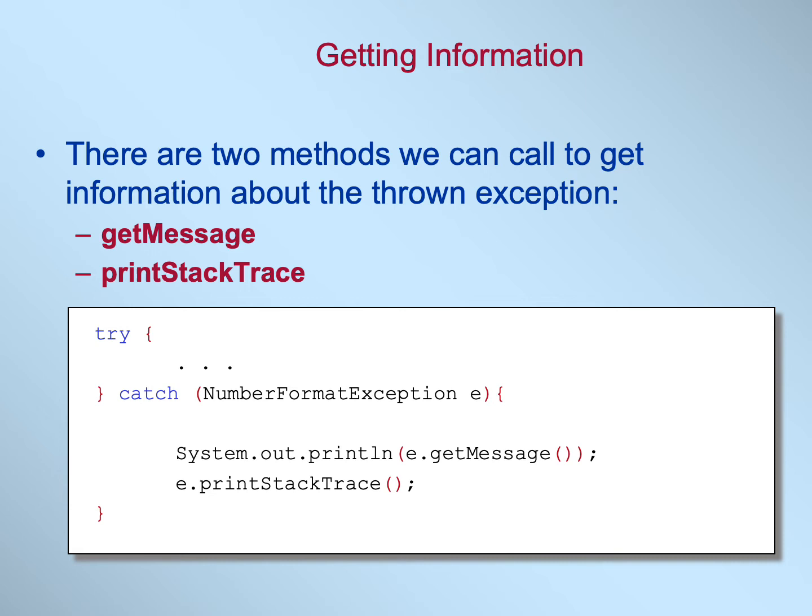There are two methods we can call to get information about the thrown exception. So we have getMessage and also printStackTrace. So we will write this inside our catch block. For example, inside our catch, we are catching the NumberFormatException. So it can be any other type of exception as well. And if we want to use getMessage, we have to use System.out.println(e.getMessage()), where e refers to the variable that we have defined earlier.